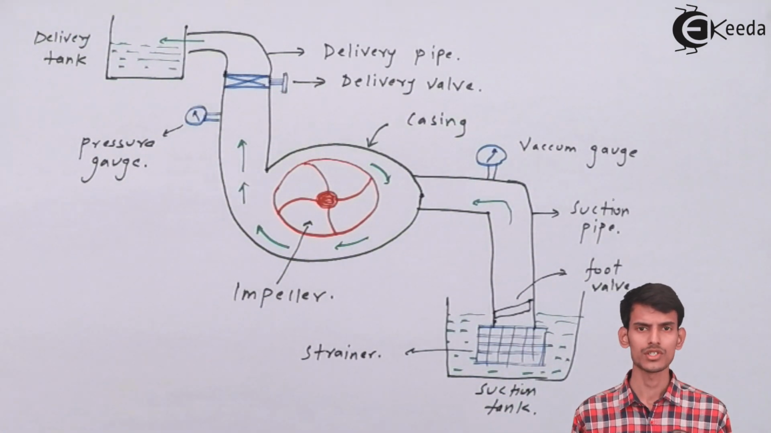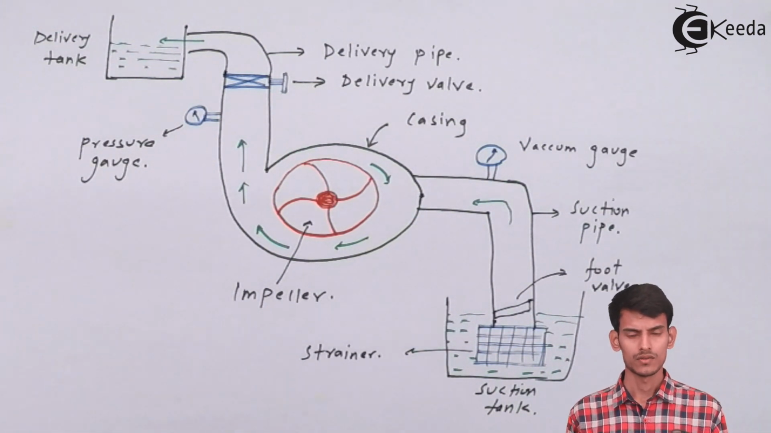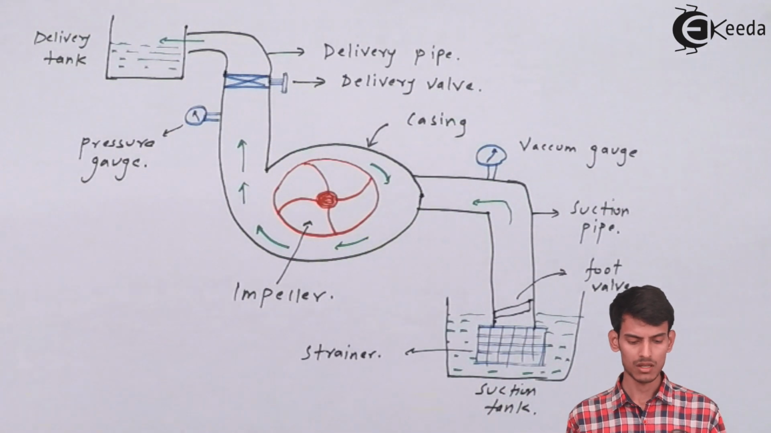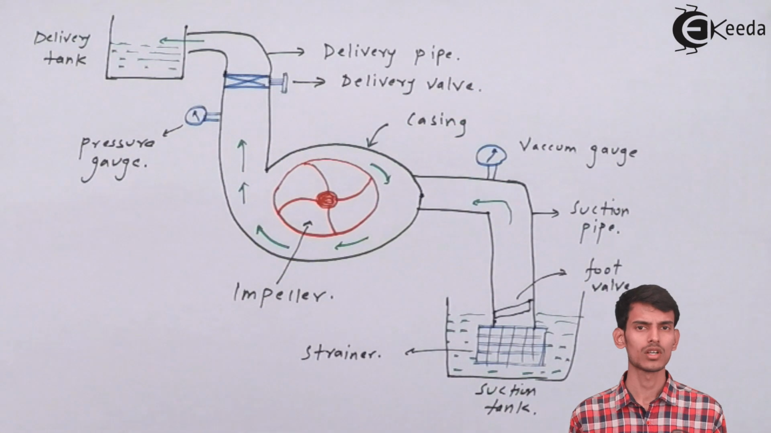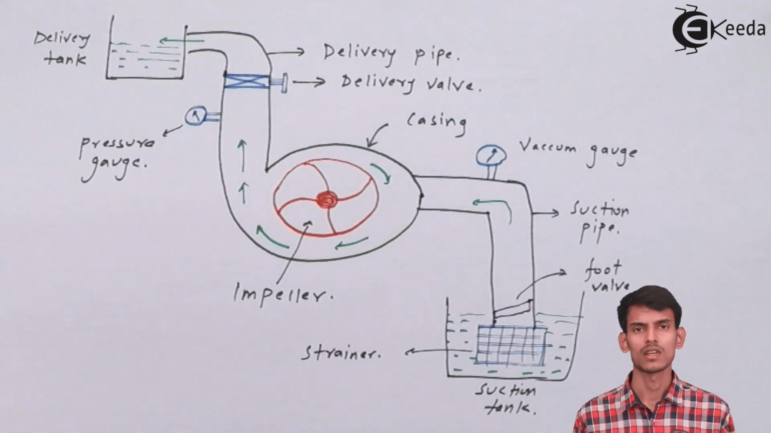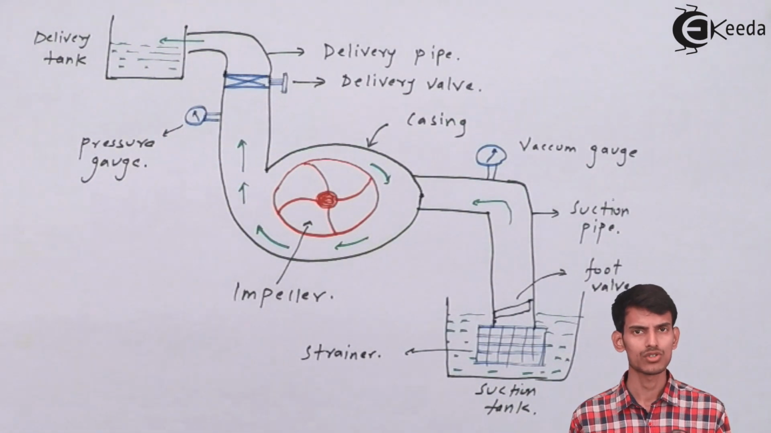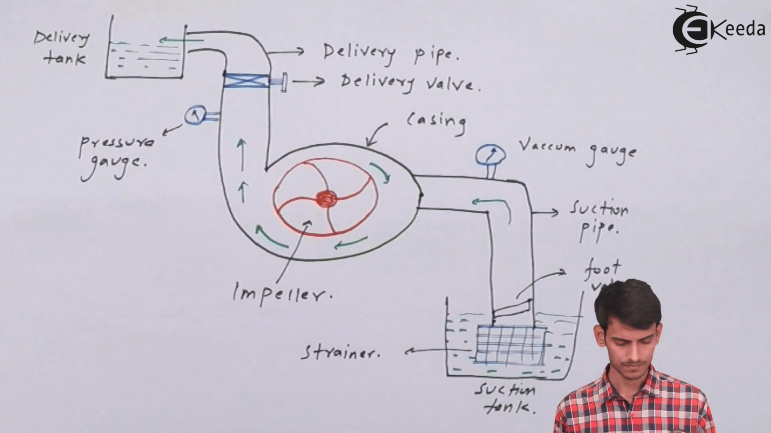Now what we'll do is we'll see each of the components in detail. We'll see impeller in detail, we'll see casing in detail. We'll see what suction pipe is, what delivery pipe is, and there are different terms also involved with centrifugal pumps, like priming, then cavitation. So we'll see all those terms as well. Now let's look at each of them individually.